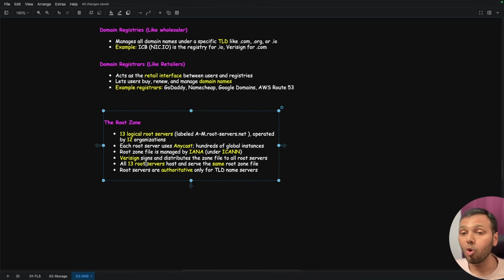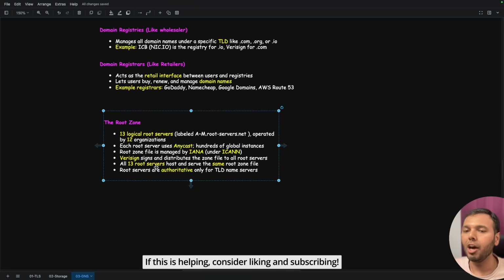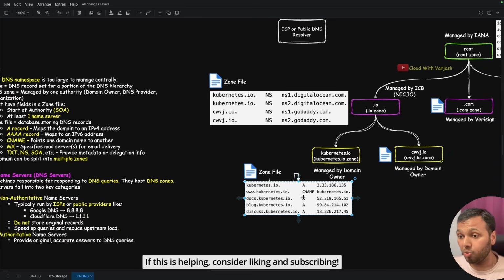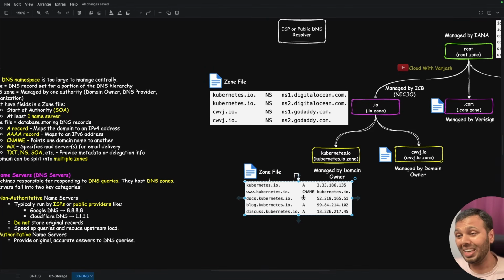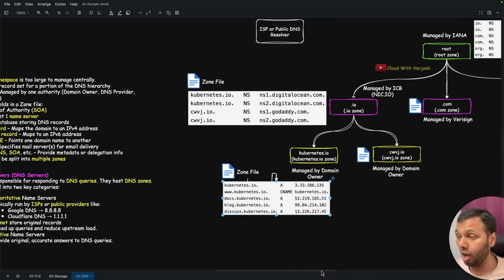Understand, the zone file that is hosted by these root servers is the same, so they will be hosting the same file, as in the content of the file will be the same. All 13 root servers host and serve the same root zone file. Root servers are authoritative only for TLD name servers. Now understand this one: the name servers that are hosting kubernetes.io's zone file are authoritative for kubernetes.io.